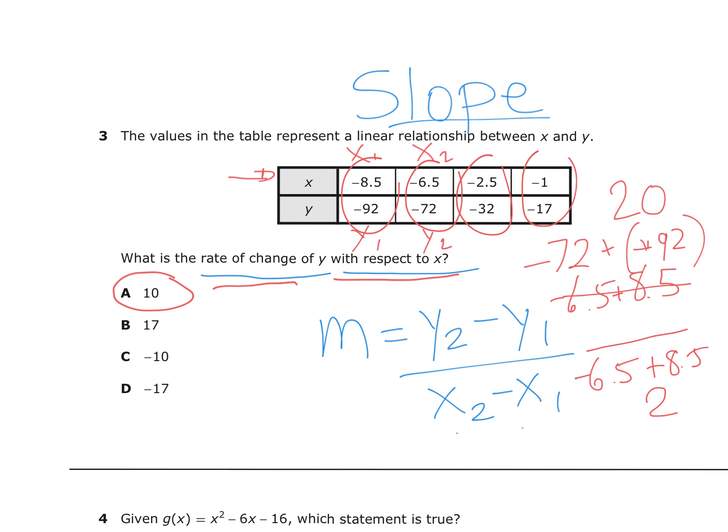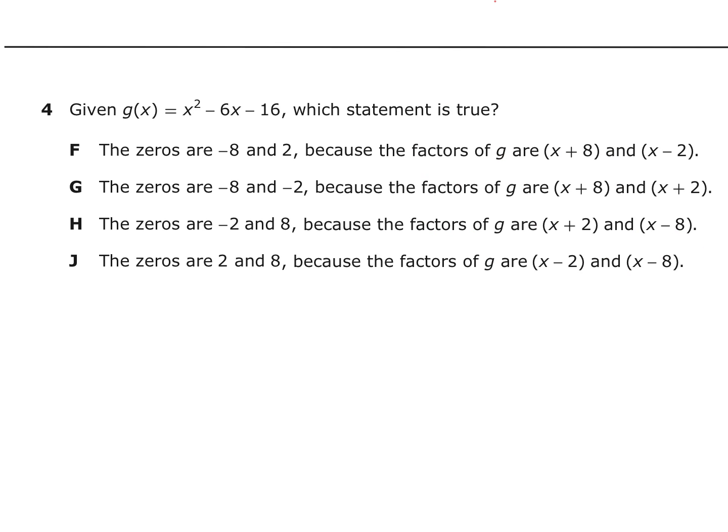Is there a way of checking? Yes, when you finish the test, you can come back and check, and you pick 2 different points. You could pick this pair and this pair and see if you get the same thing. And I'm sure you will, because the answer for number 3 is A. Okay, moving along to number 4.